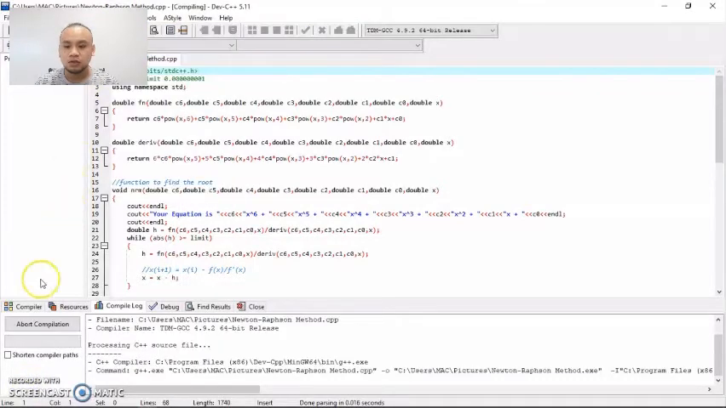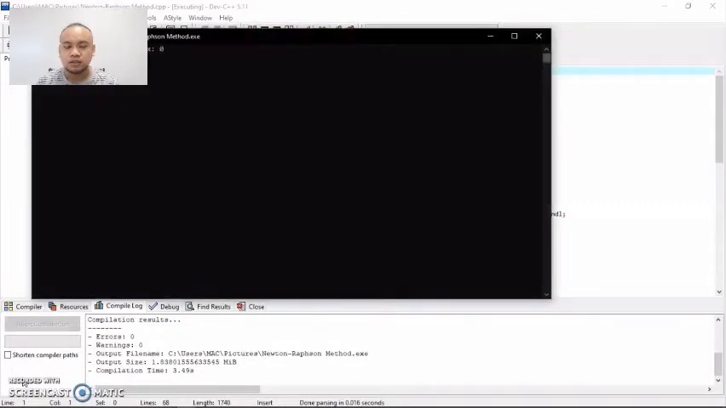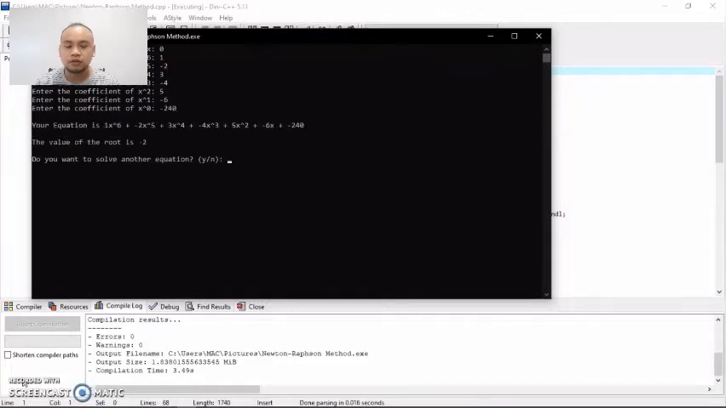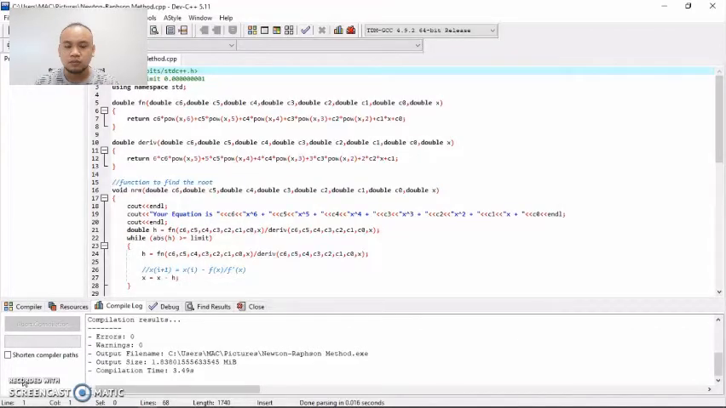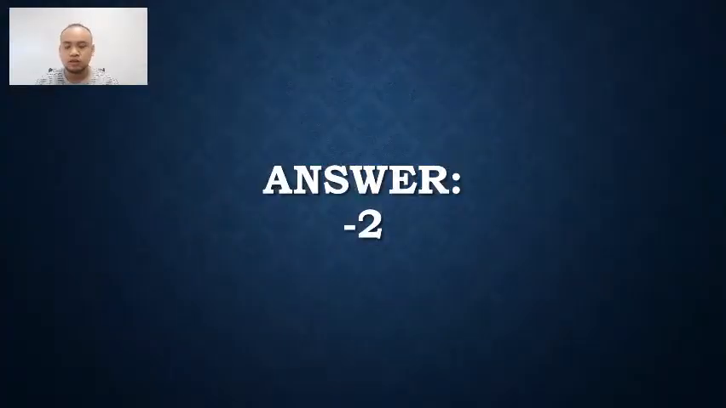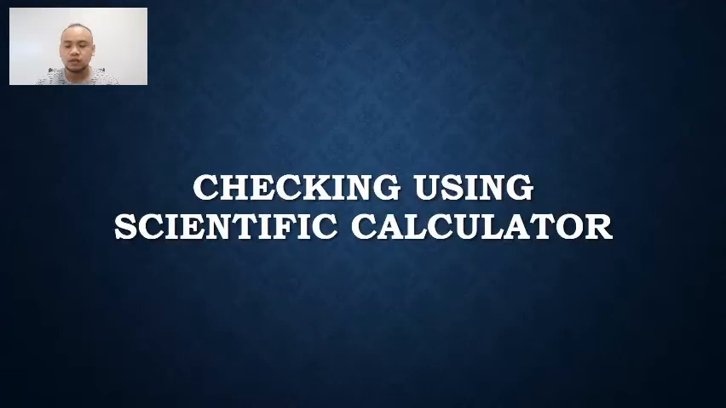This is the actual execution of the program. Let's execute the program. The initial value is 0 and the coefficients are 1, negative 2, 3, negative 4, 5, negative 6, negative 240. And the program will display the answer, which is negative 2. The answer is negative 2. And let's check this using a scientific calculator.